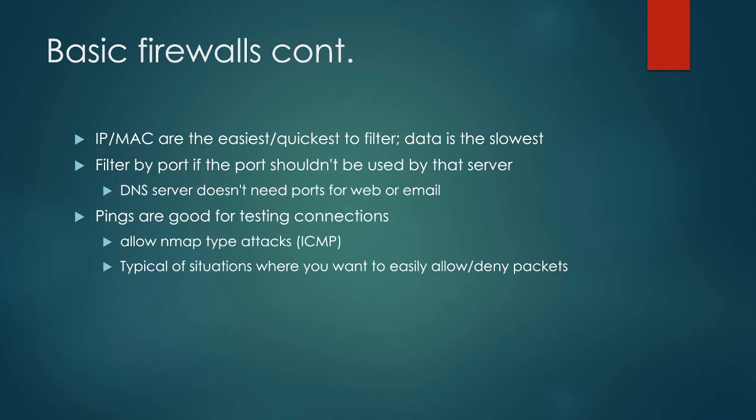IP and MAC addresses are the easiest thing for us to filter for because that's part of the packet that's sort of out there and easy to find. Data within the packet is going to be the slowest. You can also do things like filter by port. For example, a DNS server doesn't need to have ports for web or email because it's just DNS.